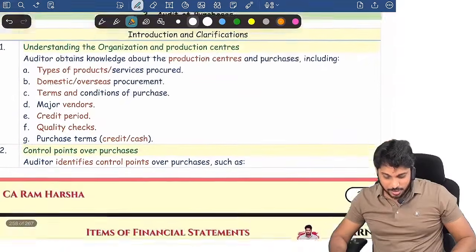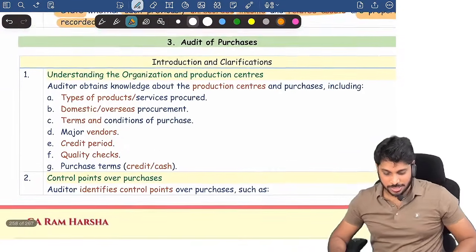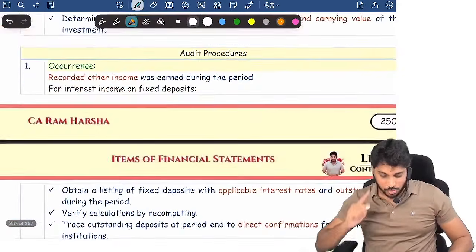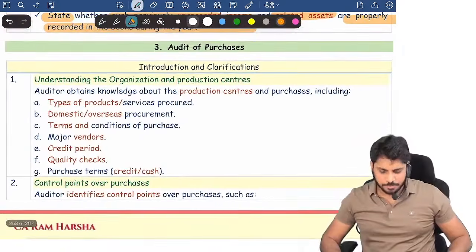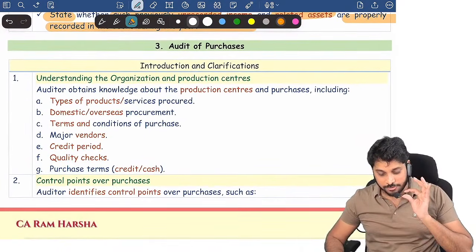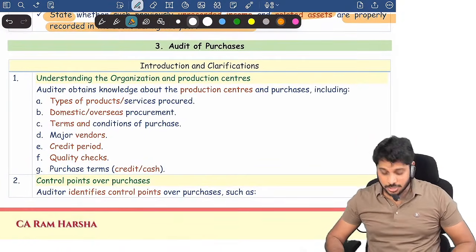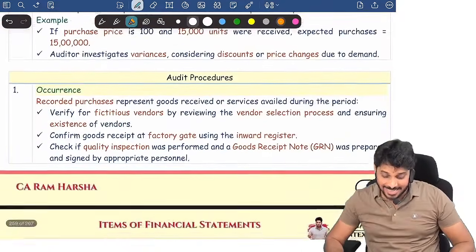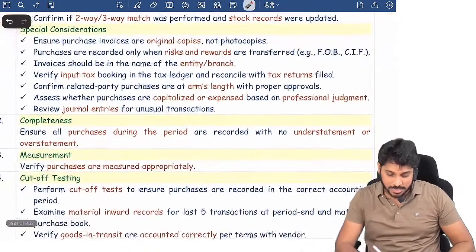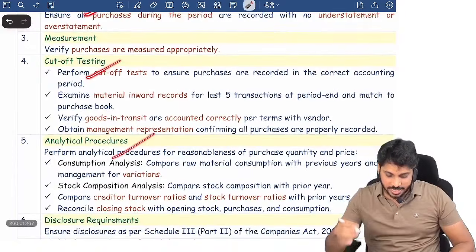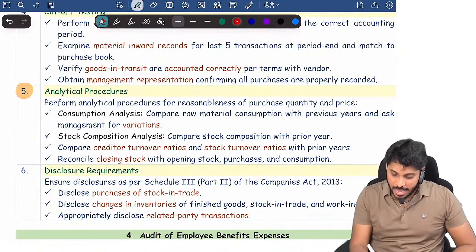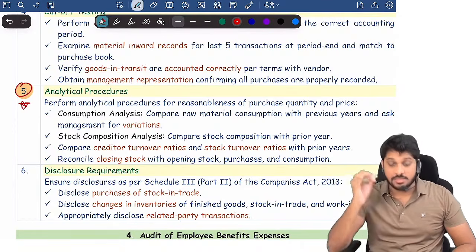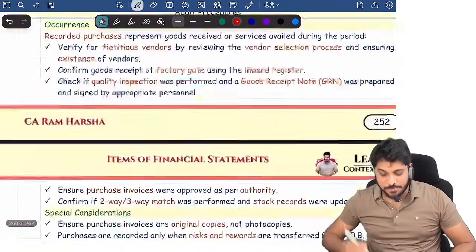Then we have purchases. Wow, purchases. Now, how to do audit of purchases? In purchases, many students blindly go directly to audit procedures: occurrence, completeness, cutoff testing, analytical. In purchases, no doubt analytical is very important, and I'll come back to this. But even more important than this is what?